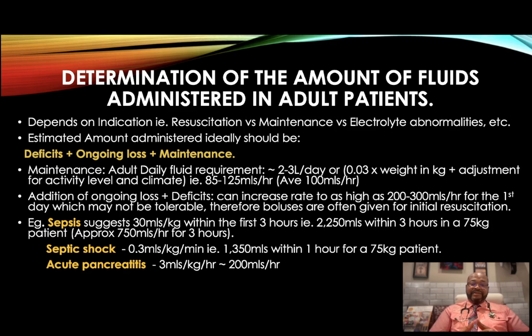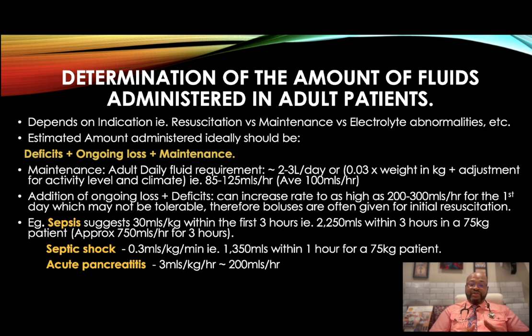So for example, in sepsis, we suggest giving 30 mils per kilogram within the first 3 hours. So these are boluses, which is roughly about 2.25 liters within 3 hours in a 75 kilogram patient, approximately 750 mils an hour for 3 hours, which you can see is a lot, but sepsis calls for that. In septic shock, we go as high as 0.3 mils per kilogram per minute. That means we are giving about 1,300 mils within 1 hour for a 75 kilogram patient.